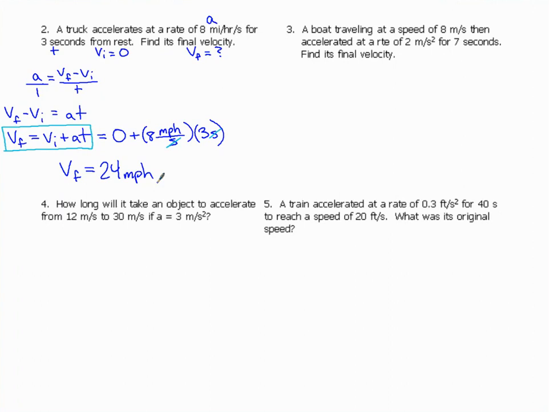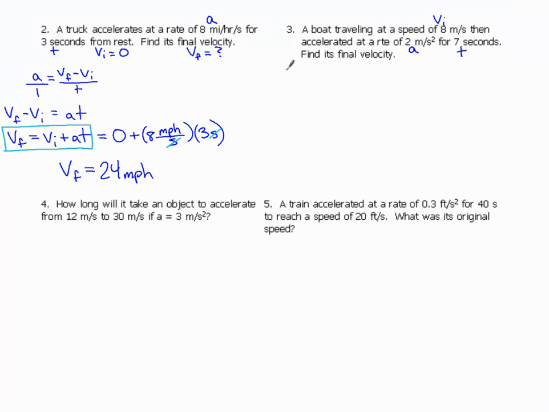Number 3, a boat traveling at a speed of 8 meters per second, then accelerated at a rate of 2 meters per second squared for 7 seconds. Find its final velocity. So this boat is traveling at a speed of 8 meters per second. That's an initial velocity. Then it accelerates at a rate of 2 meters per second squared. That's our A, acceleration. For 7 seconds, that's the time. Find its final velocity.